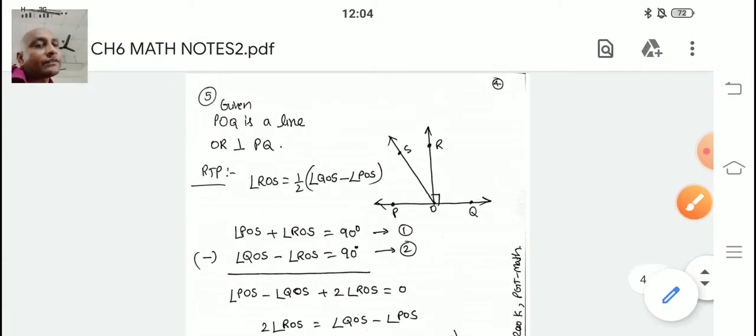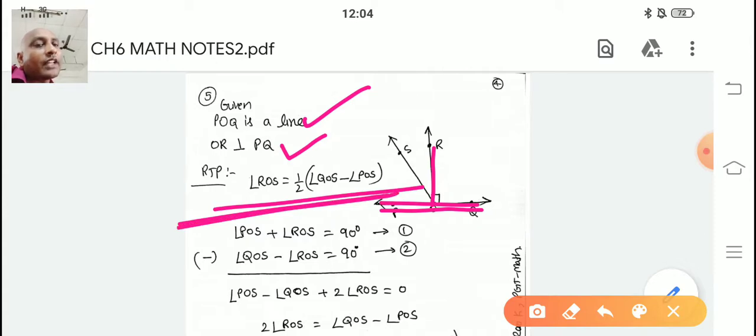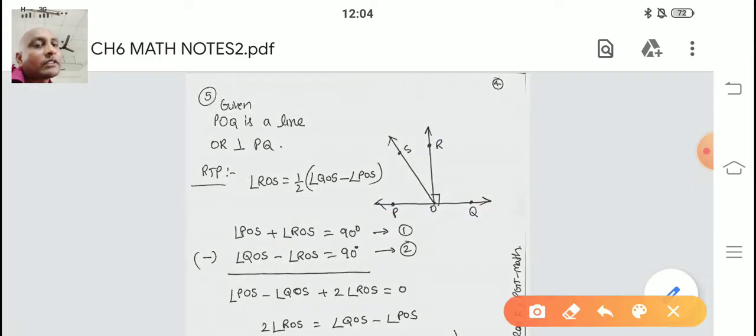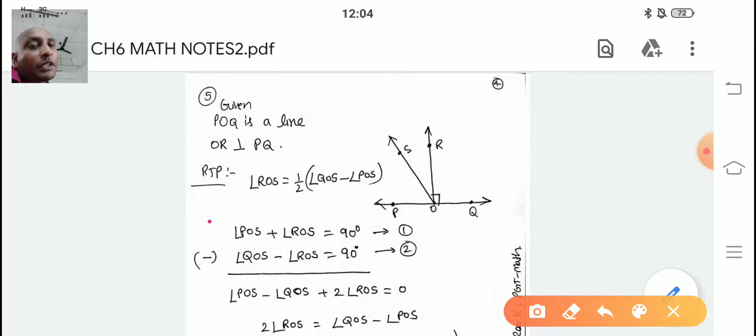What is the fifth question? Given POQ is a line, OR is perpendicular to PQ, then prove that ROS is equal to half times (QOS minus POS). So like that we have to prove. To prove that, first take POS plus ROS. Look at the diagram. POS plus ROS, how much? 90 degrees, because the perpendicular condition is given.